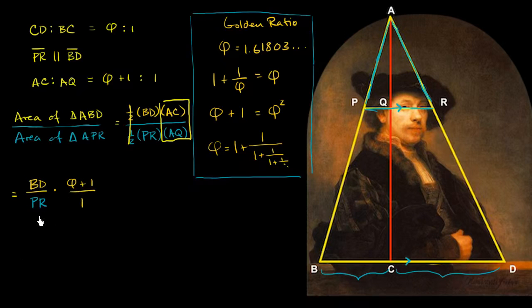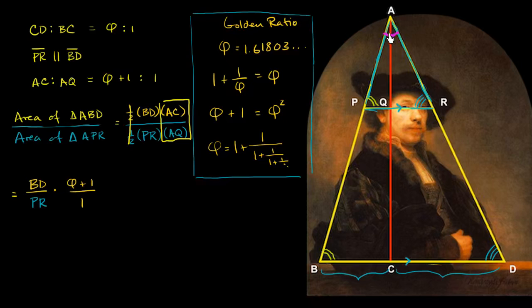So what's the ratio of BD to PR? So the ratio of the base of the larger triangle to the base of the smaller triangle. What might jump out at you is that the larger triangle and the smaller triangle are similar triangles. They both obviously have angle A in common. And since PR is parallel to BD, we know that this angle corresponds to this angle, so these are going to be congruent angles. And we know that this angle corresponds to this angle right over here. So now we have three corresponding angles that are congruent.